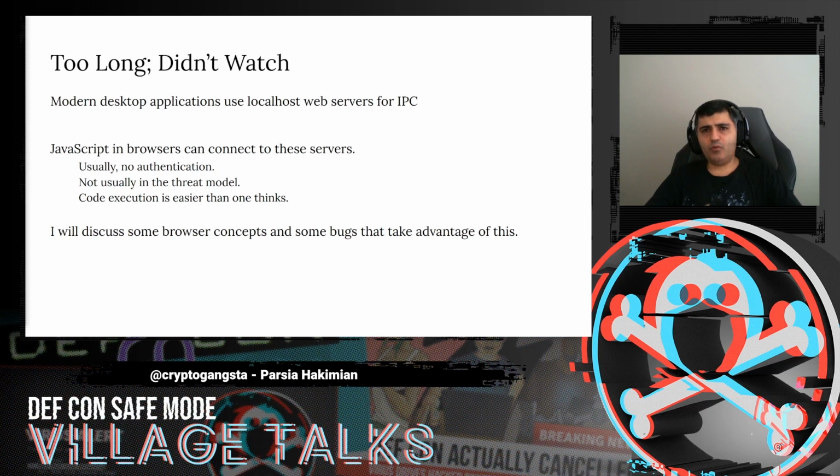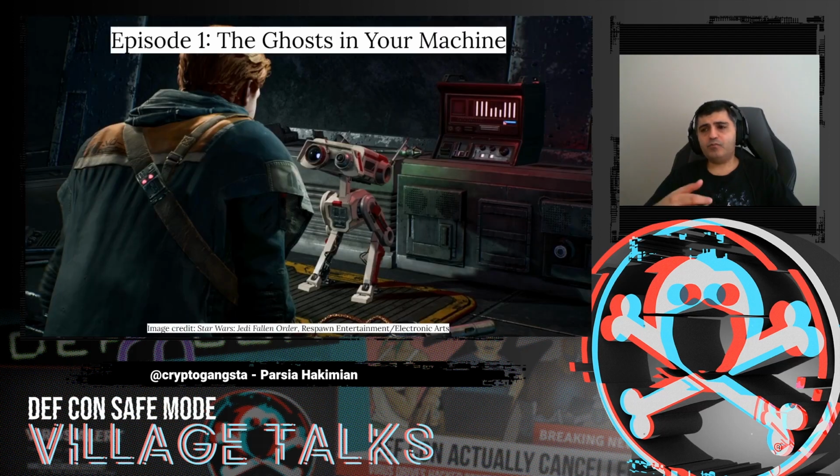So I'm going to talk about why modern desktop applications use localhost servers to do inter-process communications, and how this is bad from a security perspective, because JavaScript and browsers can connect to these websites. Usually there's no authentication, and you can get some really easy remote code executions using this. I will also discuss some browser concepts and bugs related to them. And finally, I will talk about remediation, or how we can fix things, and not just point and say something is bad. So these local web servers are like ghosts in your machine.